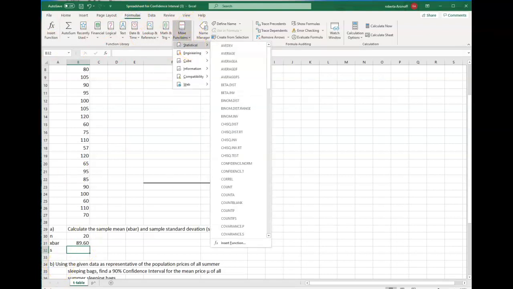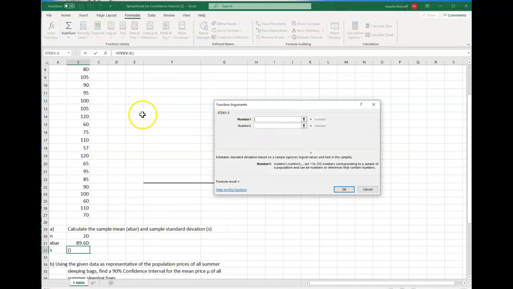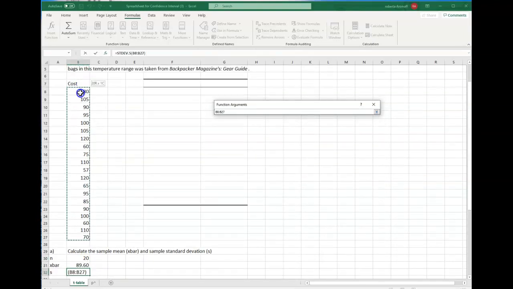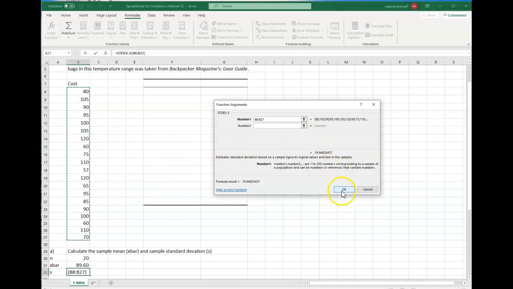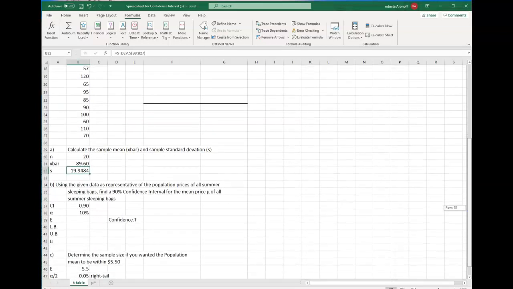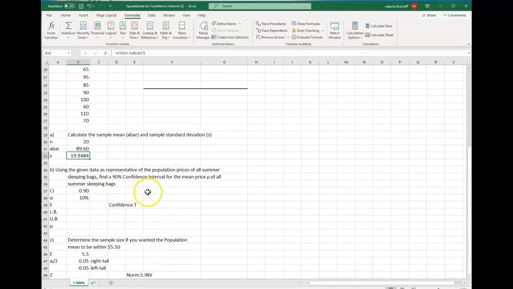For the sample standard deviation, I'm going to go to my formulas, more formulas. I want the standard deviation for the sample, which means we want STDEV.S because that gives us the sample standard deviation. We want the numbers again. I'm going to start from the bottom to make sure I include all of them. I don't want the cost in there, so it's from 80 to 70. And I get the standard deviation is approximately $19.95.